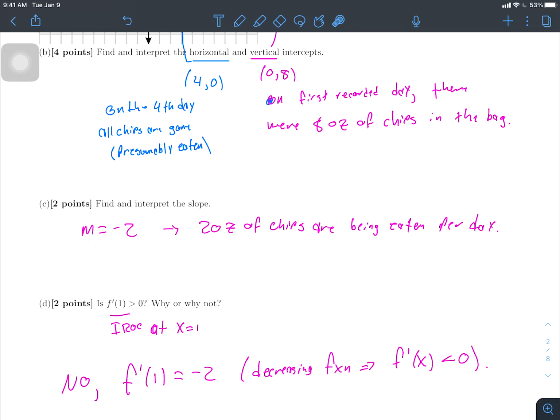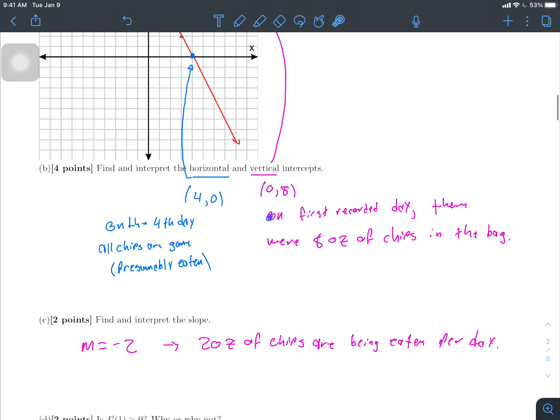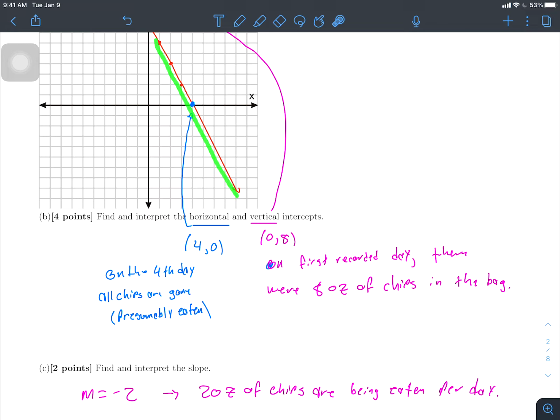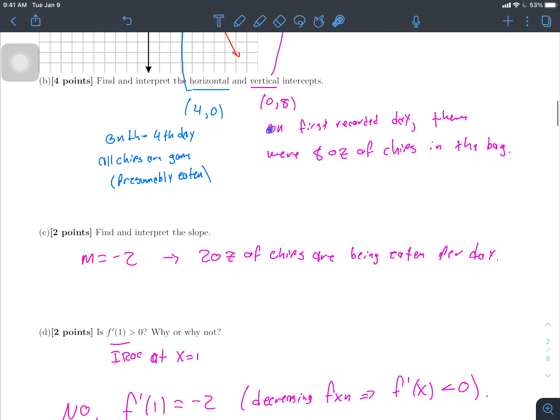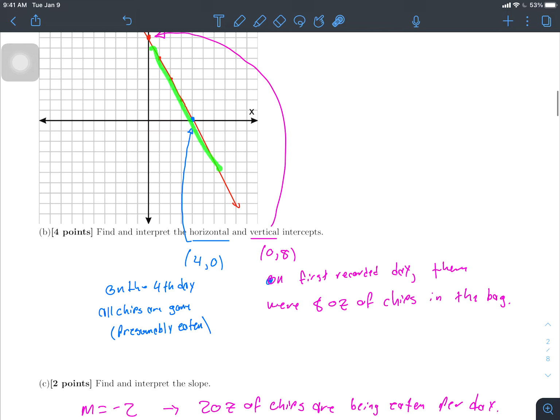So I would say no, f prime of 1 is not larger than 0, because f prime of 1 is -2. Right? We have a decreasing function here. It's going down, so the rate of change is negative everywhere. So if f prime of 1 is the instantaneous rate of change at x equals 1, it can't be positive because the function's going down the whole time.